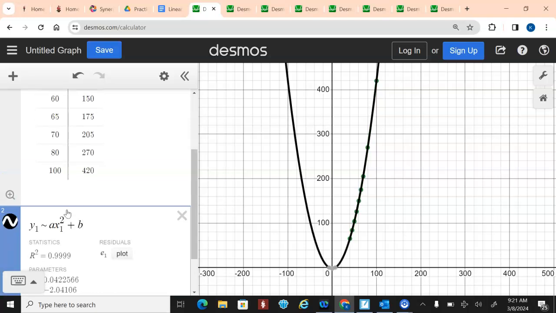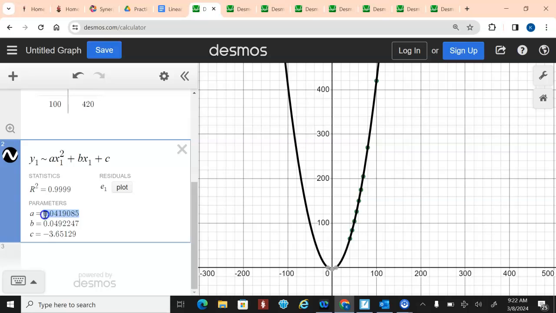Plus bx1 to relate to a table, plus c. Okay, so as you see, follow the dots. It is a quadratic equation. Now, here are the values that you're looking for, your A, your B, and your C. So when you're writing this equation for the regression for the quadratic, you're going to use them.